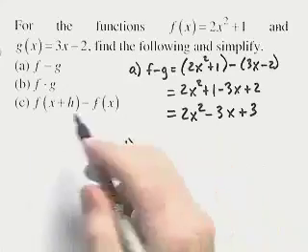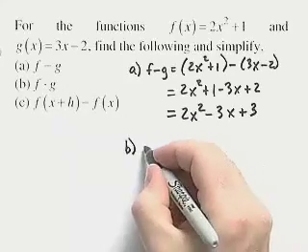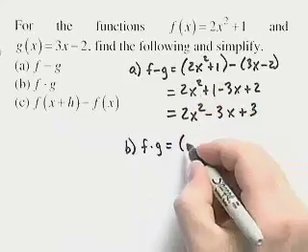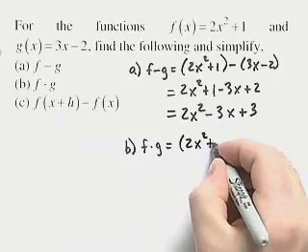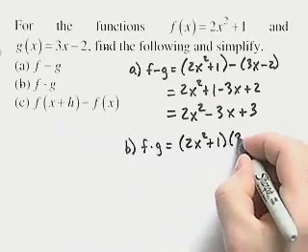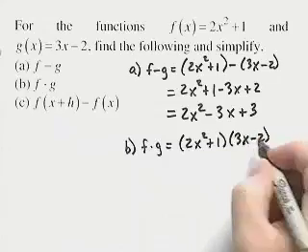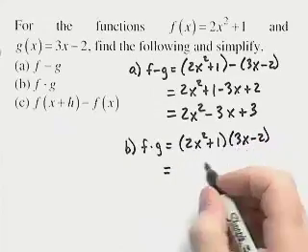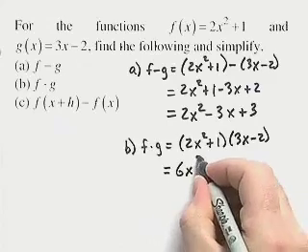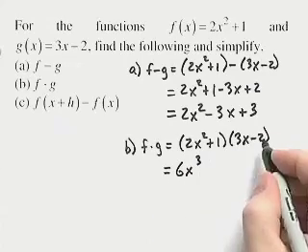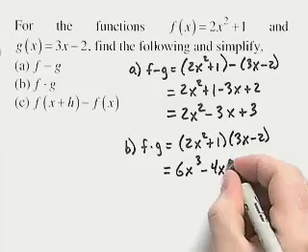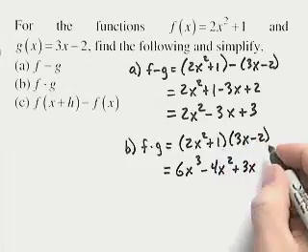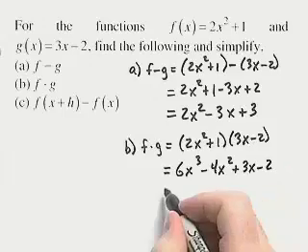For part B, we want the product of the two functions. So f dot g, again we want to use parentheses as we write our functions down, (2x squared plus 1) times (3x minus 2), so that we distribute correctly. We can use the FOIL method. 2x squared times 3x will be 6x cubed. 2x squared times negative 2 is minus 4x squared. 1 times 3x is plus 3x, and 1 times negative 2 gives us minus 2.